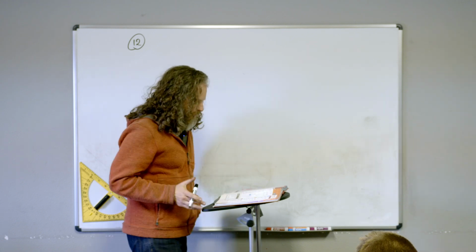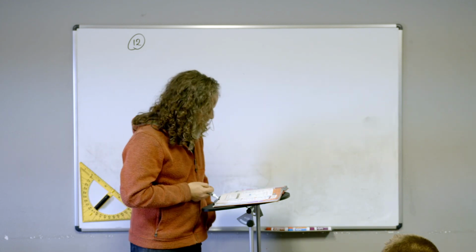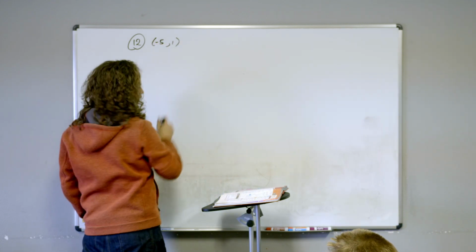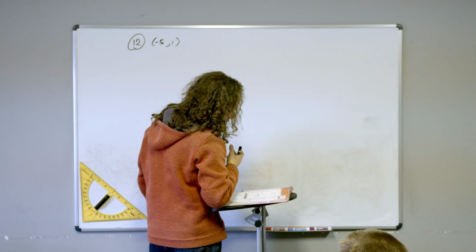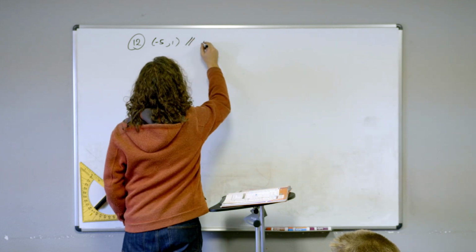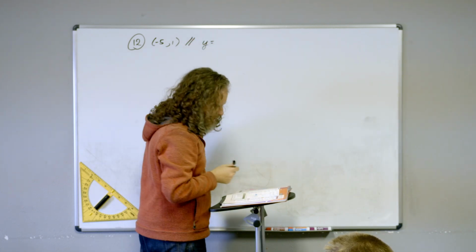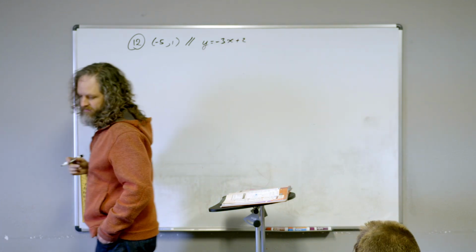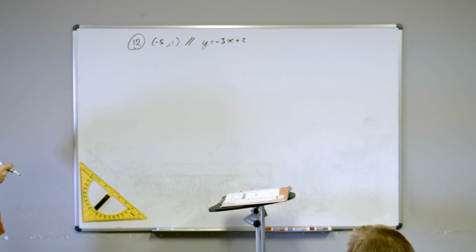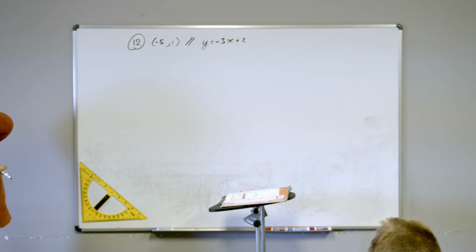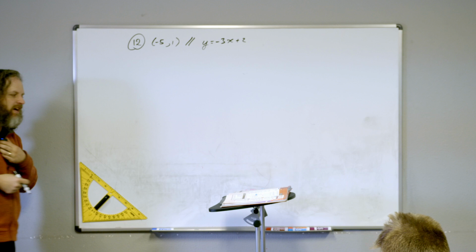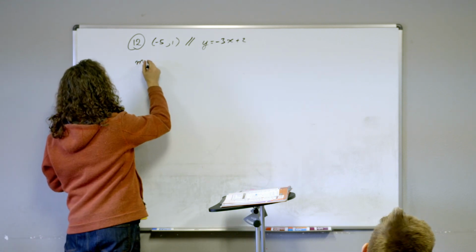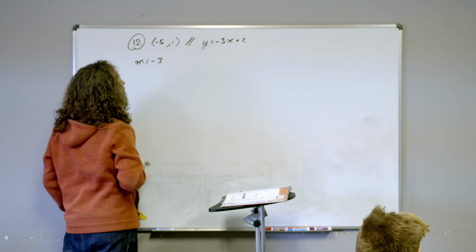Let's do number 12. So we're going to write an equation in slope-intercept form for the line that passes through (-5, 1) and is parallel to y equals negative 3x plus 2. The fact that our line is parallel to that line tells us the slope is the same. So what is the slope of our line? Negative 3. Great.